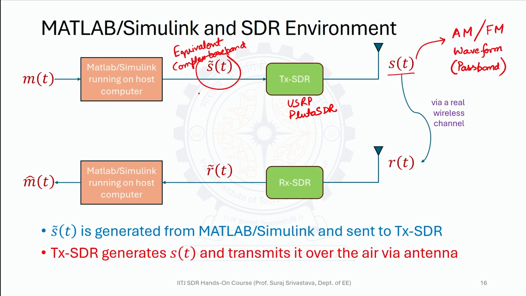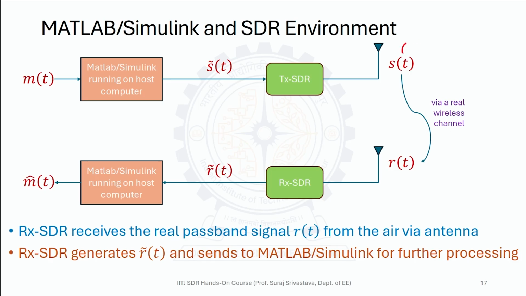So, the typical AM or FM expressions which you see in any standard textbook, this is your S(t). We have to generate its equivalent complex baseband representation. That is what we will see throughout the course from MATLAB Simulink. So, this is what we mentioned here. S tilde t is generated from MATLAB Simulink and sent to the transmit SDR, and the transmit SDR generates the final waveform S(t), which will be transmitted over the air via the TX antenna.